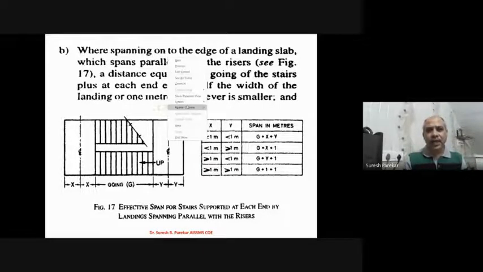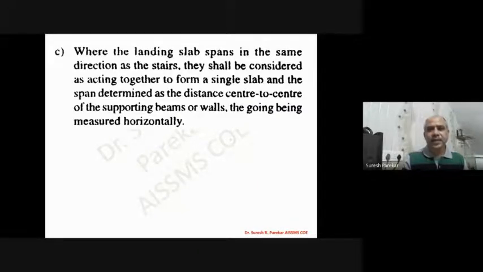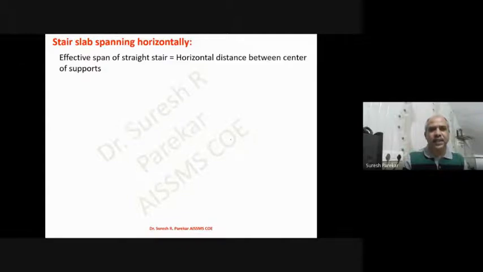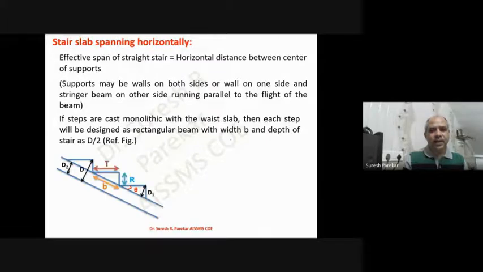Try to understand this. Spanning onto the edge of the landing slab which spans parallel with the risers, then we have to go with G plus X plus Y depending upon your distances of X and Y. Where the landing slab spans in the same direction as the stair, they shall be considered as acting together to form a single slab, and we have to take center to center distance of the supporting beams or walls. These clauses are explained below in detail. So this is first spanning horizontally. So we have it this way.